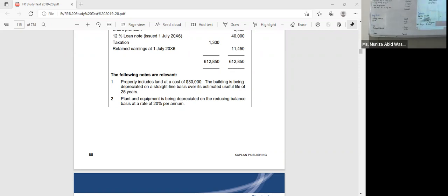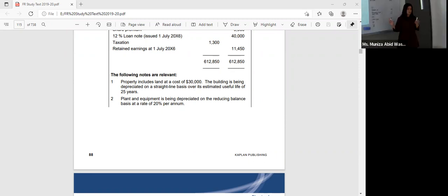Students, in the examination, this working, please show in the notes. Okay. Do not show it on the face of the statement of profit or loss, because in the classroom we cannot maintain that decorum. That is why I am doing this. Okay. So here I am going to deduct depreciation on property. How much is it?